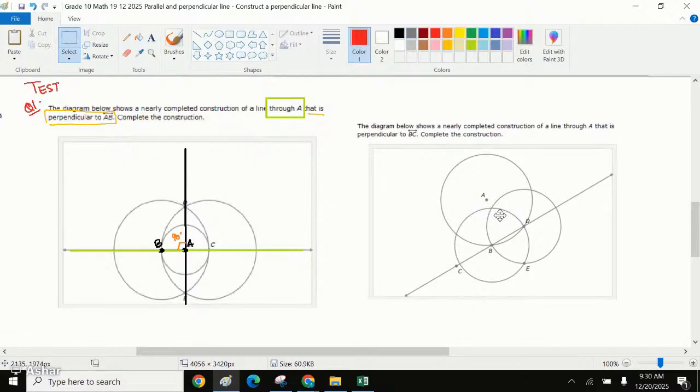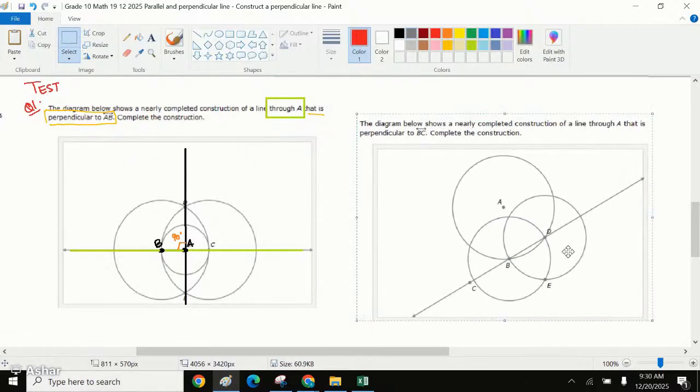Okay, if we have the questions with us, if this was a question given to us, and we say this is question number 2 from the test. Let's see if we can find the requirements. The diagram below shows a nearly completed construction of a line passing through the point A. When we are talking about point A, let's find the point A first. This is point A. Agreed? We found the point A.